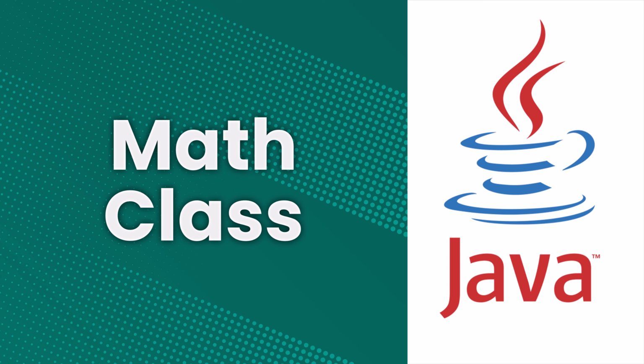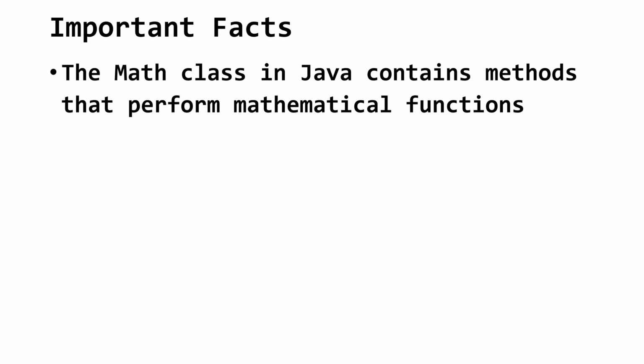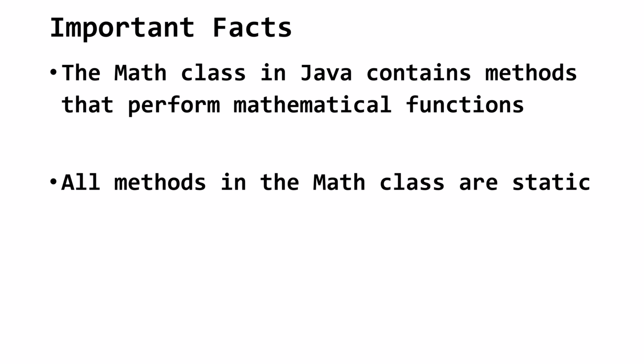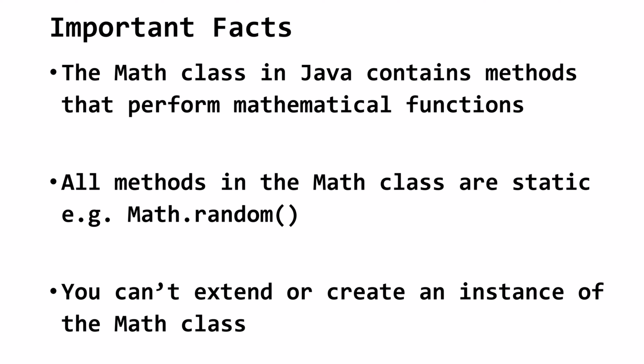In this lesson, we're going to learn about the math class in Java. Some important facts to know. The math class in Java contains methods that perform various mathematical functions. All methods in the math class are static, so we can call methods directly from the class. For example, math.random. You can't extend or create an instance of the math class.